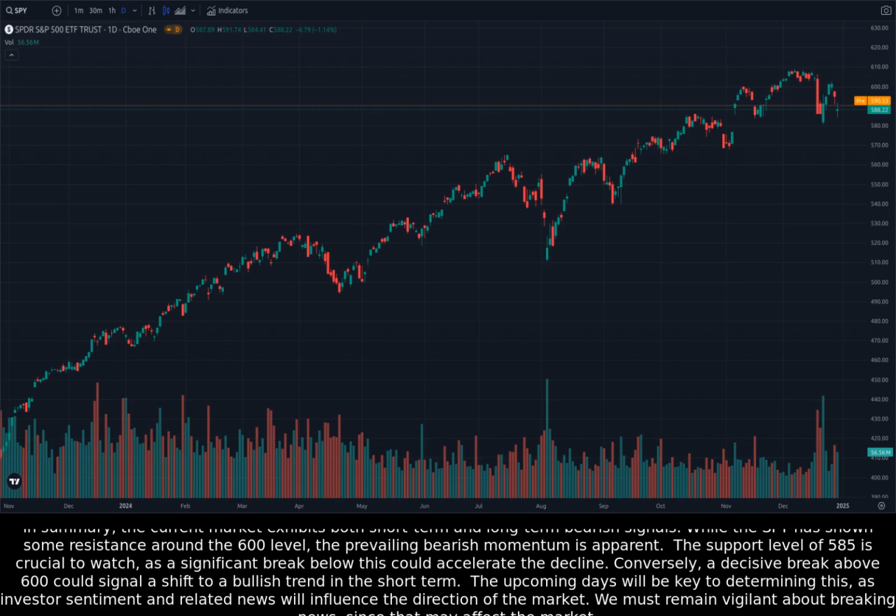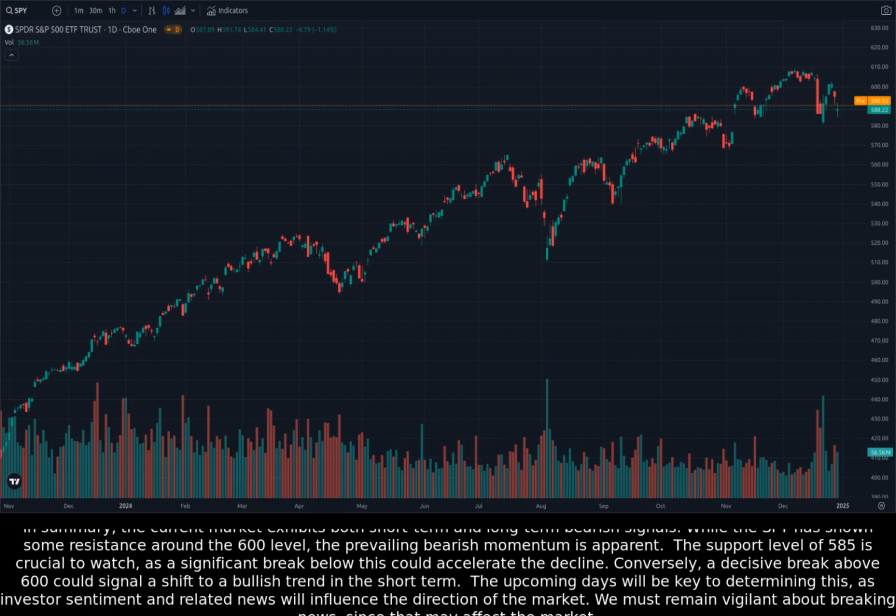In summary, the current market exhibits both short-term and long-term bearish signals. While the SPY has shown some resistance around the 600 level, the prevailing bearish momentum is apparent. The support level of 585 is crucial to watch, as a significant break below this could accelerate the decline. Conversely, a decisive break above 600 could signal a shift to a bullish trend in the short term.